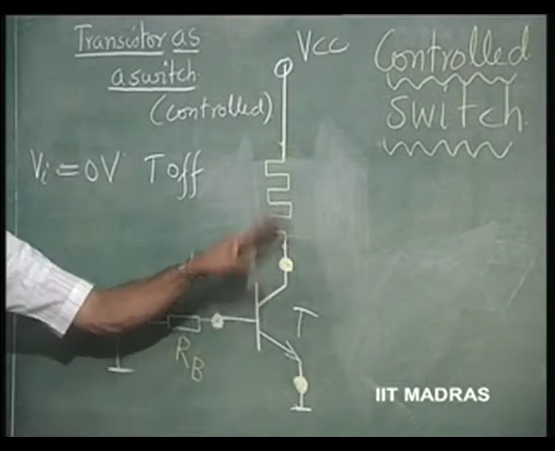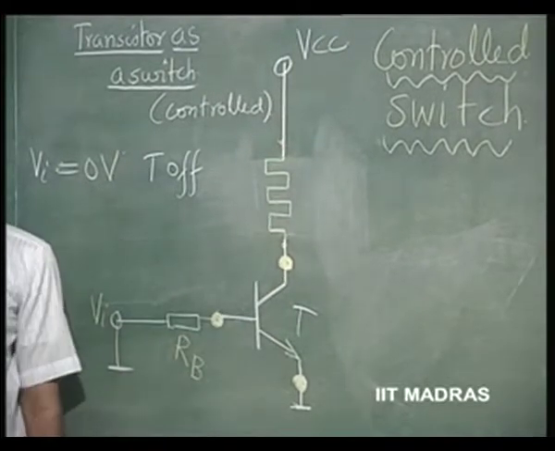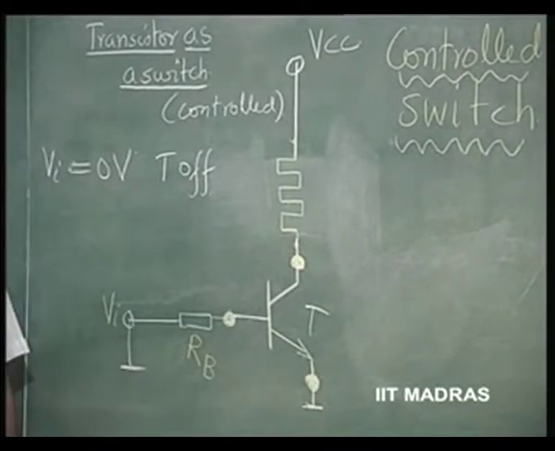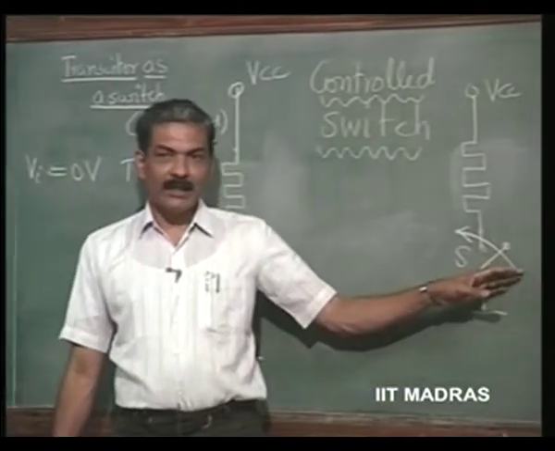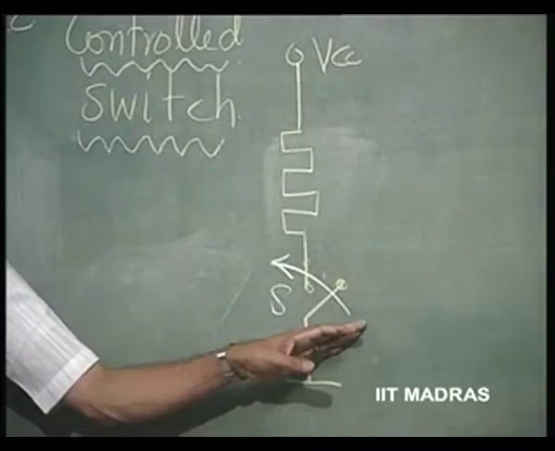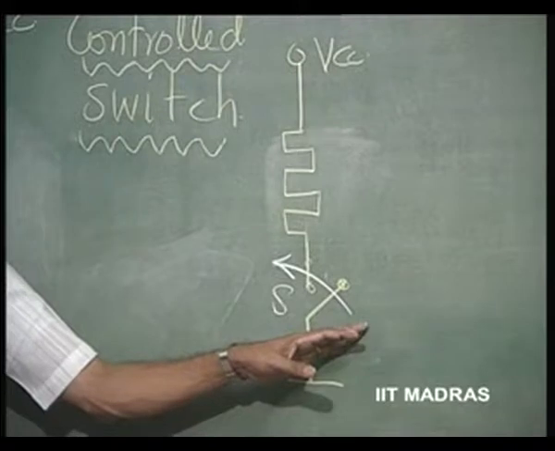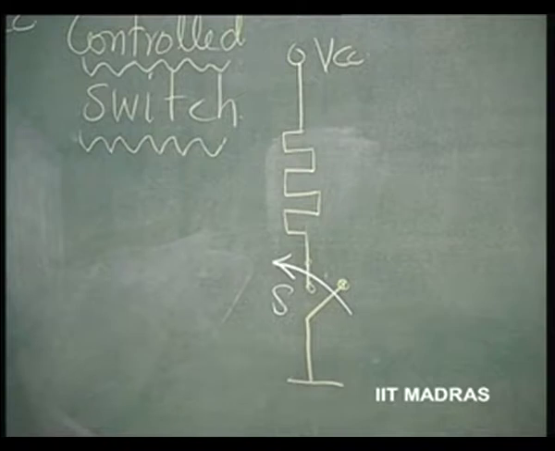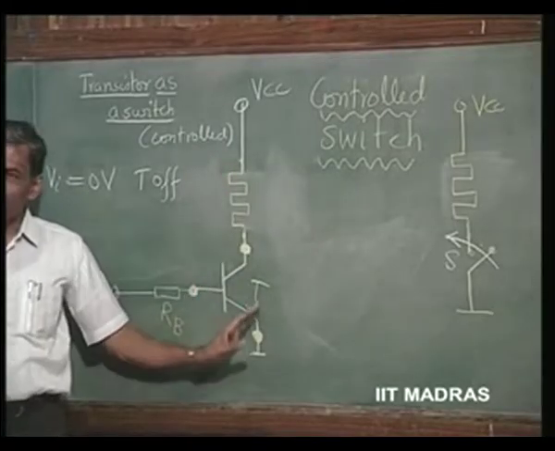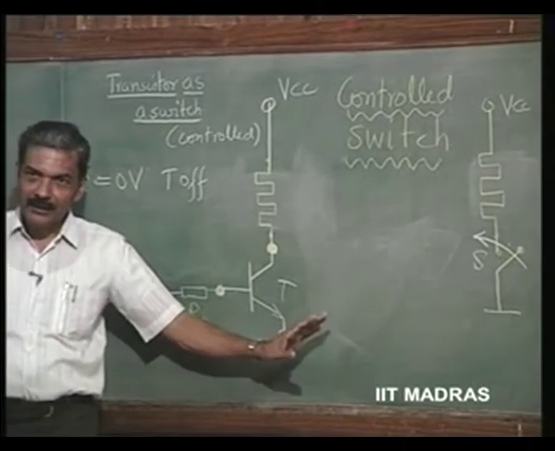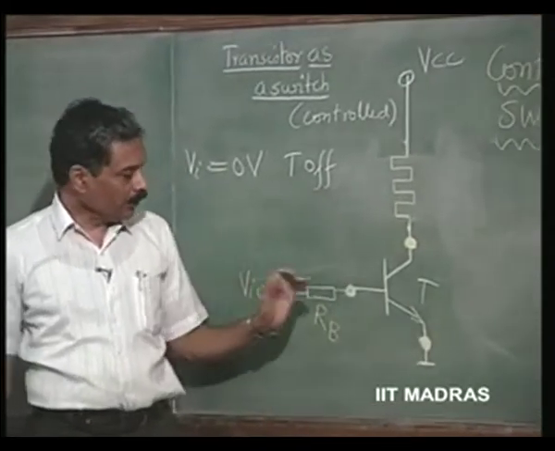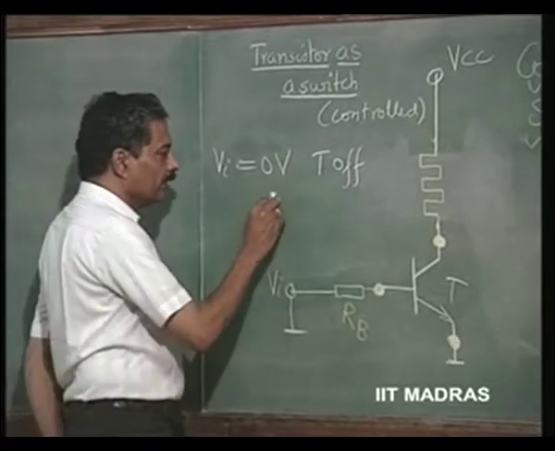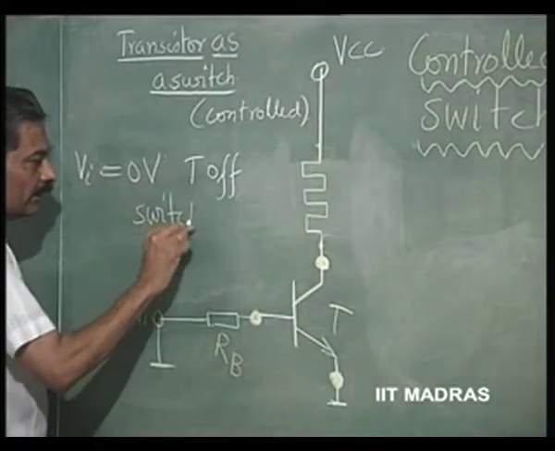So, you can for all practical purposes ignore the current flowing in the circuit. Therefore, the switch S is off. Even in a practical switch, only when it is open, we can say that it is a very high resistance. It is not strictly infinite resistance. Still there may be some leakage current flowing. Like that, our transistor also has a certain amount of leakage current flowing, which means it is not an ideal switch. So, with Vi equal to 0, T is off, or the switch is off.